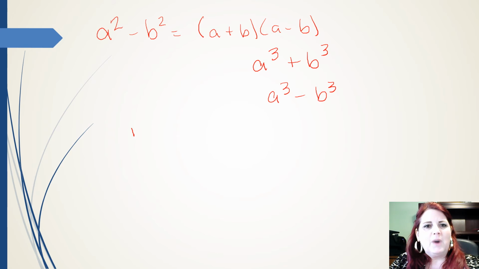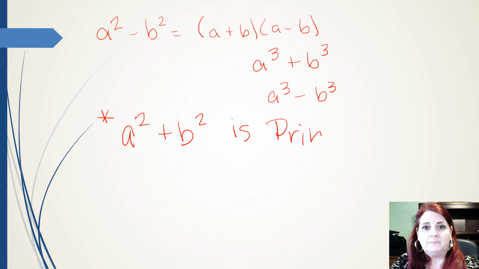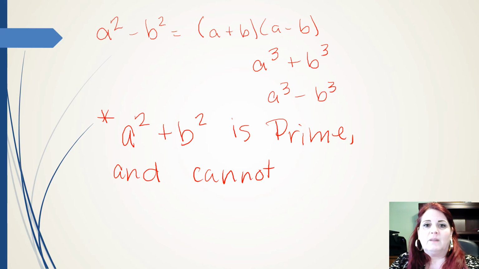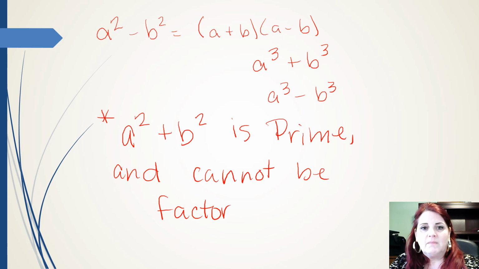And you're going to wonder, why didn't she give us a squared plus b squared? How do you factor that one? Well, you can't. This one is prime and cannot be factored. And you will encounter this because it does exist, but if you see this and it tells you to factor it, you can say it's prime or just give us a squared plus b squared.